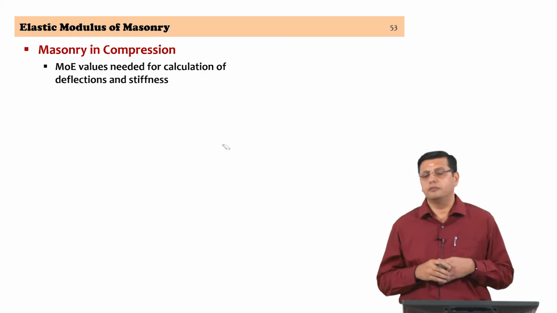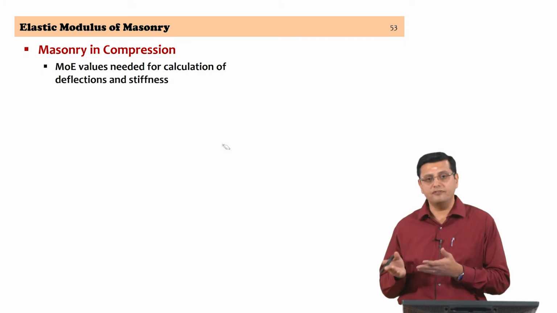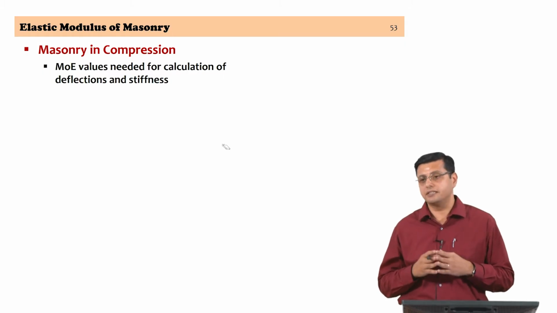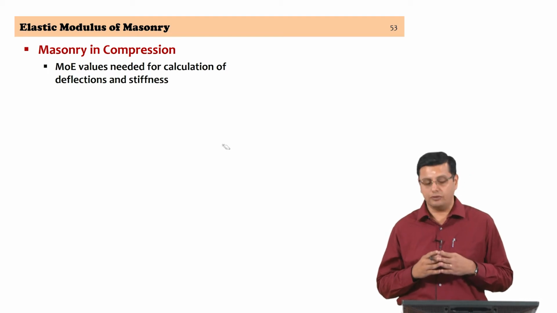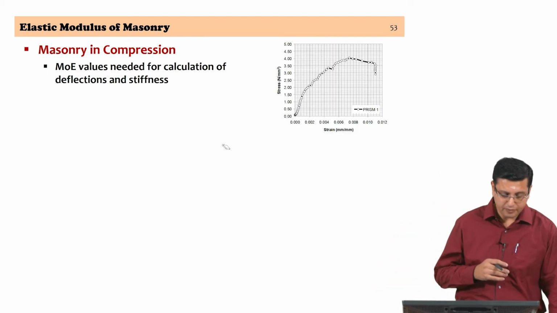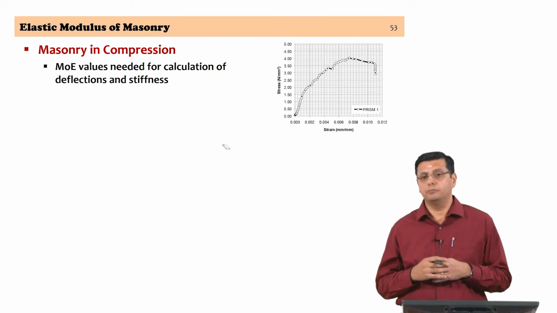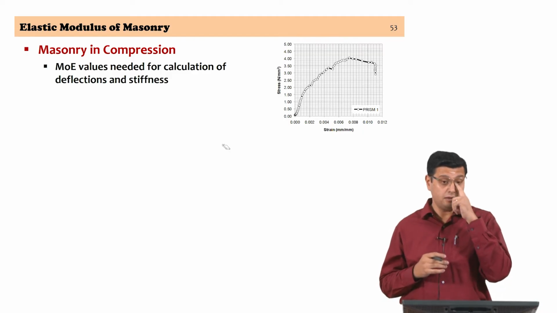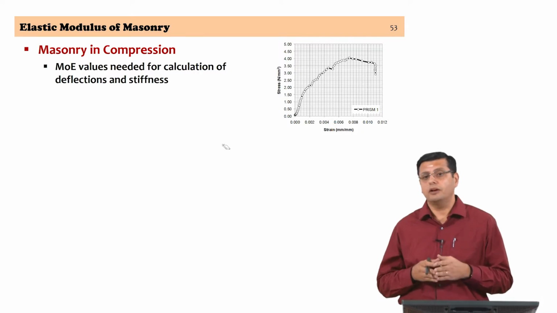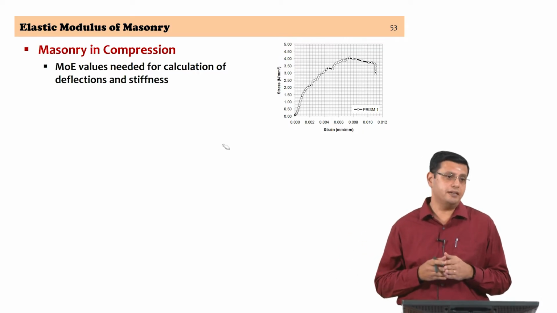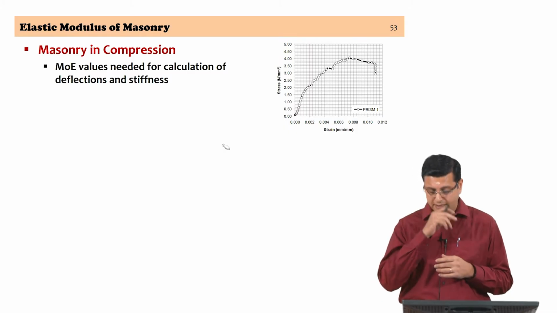So, with the modulus of elasticity values, you have the possibility of estimating deformations. So, deflections and the stiffness calculations would require a value of the modulus of elasticity of the material. We were looking at a standard prism test for compression. It is the same test that is going to give you a full stress strain curve of the material, and from the stress strain curve you can establish what the modulus of elasticity is.